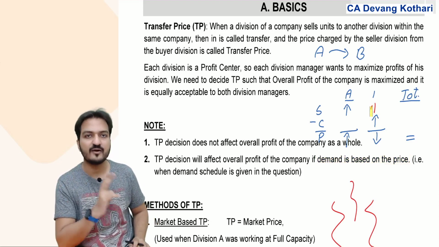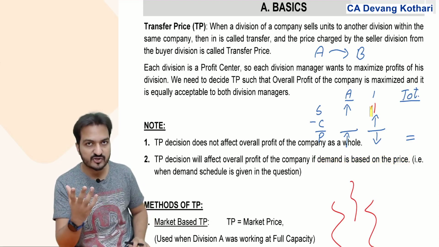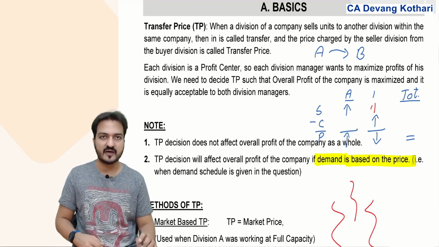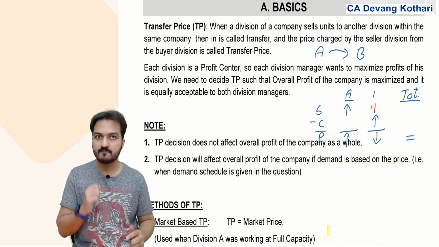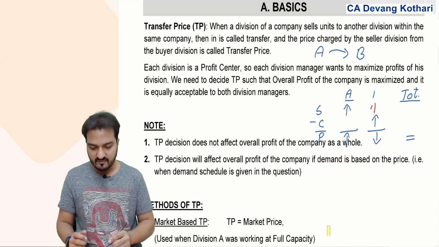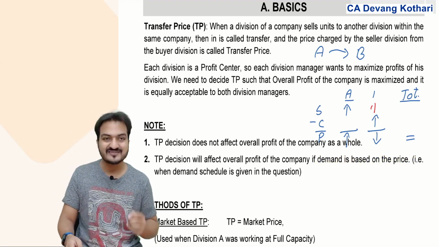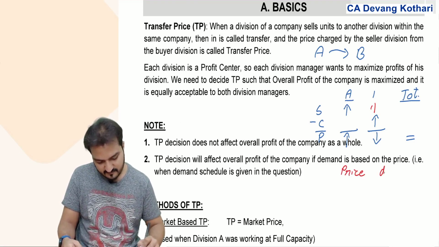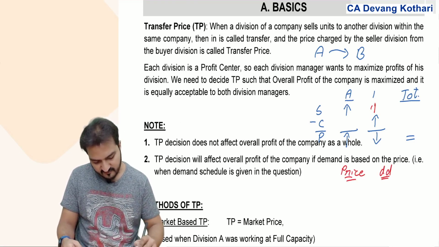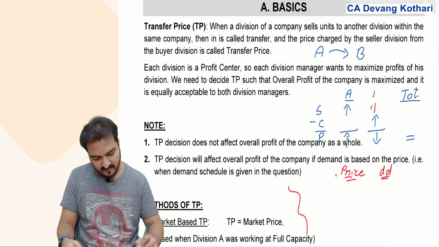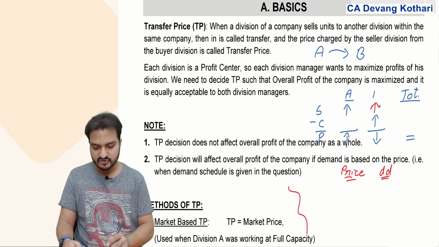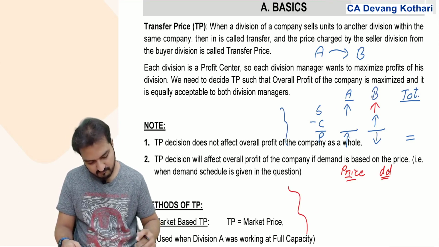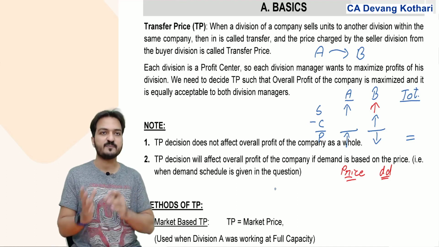So there can be two kinds of questions in this chapter. Some questions are the ones where you are given the demand based on price. How do you know that demand is given based on price? Simple. In such questions, they will give you a table like this, price and demand, which is describing price versus demand.